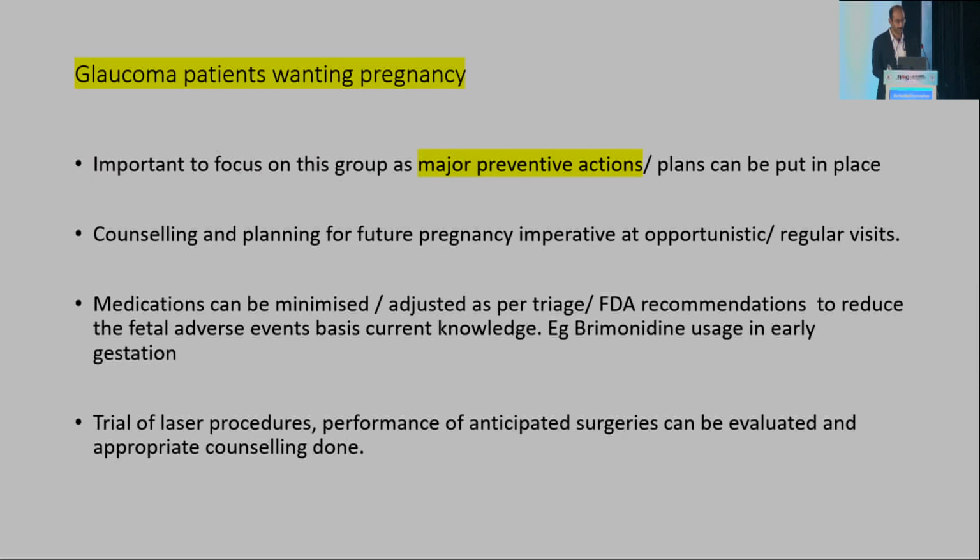So the most important subset of patients, I would say, is the glaucoma patients wanting pregnancy. If the patient is already on the radar, this is the time to act because major preventive actions can be taken and plans can be put in place. Counseling and planning for future pregnancy is imperative at opportunistic or regular visits. Medications can be minimized and adjusted as per the triage and FDA recommendations to reduce fetal adverse events, based on current knowledge. Trial of laser procedures and performance of anticipated surgeries can be evaluated, and appropriate counseling can be done for this subset of patients, preventing major handicaps.